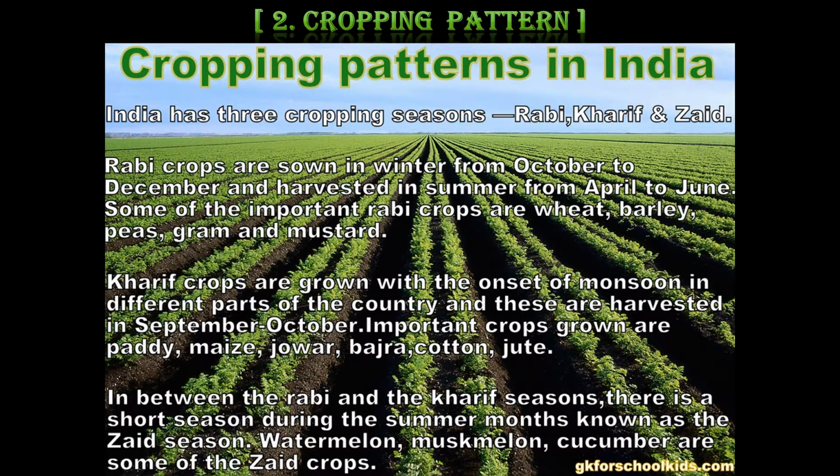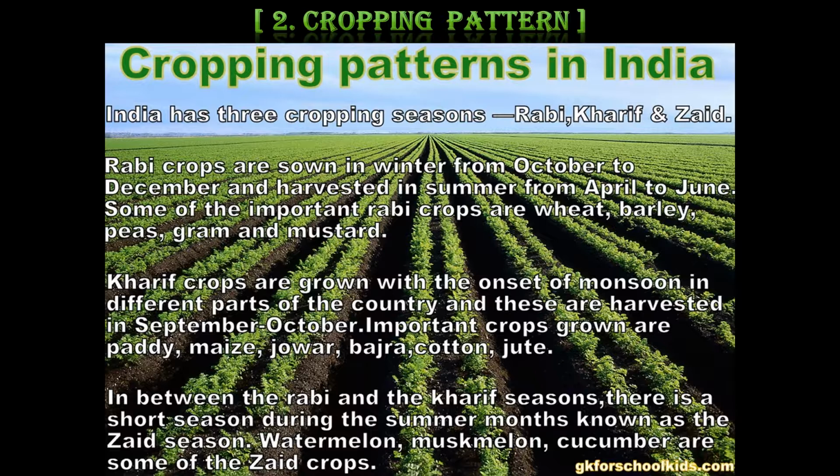Now we'll discuss about the cropping pattern in our India. What is the cropping pattern of India? India has three cropping seasons: Rabi, Kharif, and Zaid. Okay. Rabi, which comes in winter. Kharif in monsoon season, and Zaid, it is in summer. Okay, so first of all we'll go by this sequence only.